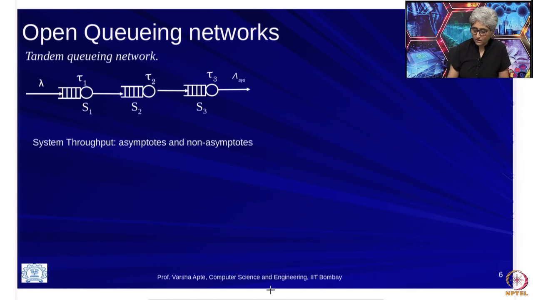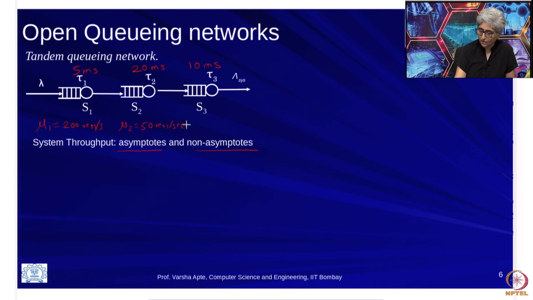So let us start calculating these. Let us start with system throughput, asymptotes and non-asymptotes. Let us take an example. Suppose this tau 1 is 5 milliseconds, this is 20 milliseconds, and this is 10 milliseconds. I will write the mu 1, as usual mu denotes the service rate. So the mu 1 for station 1 is 1000 by 5, that is 200 requests per second. Mu 2 is 50 requests per second, and mu 3 is 100 requests per second.